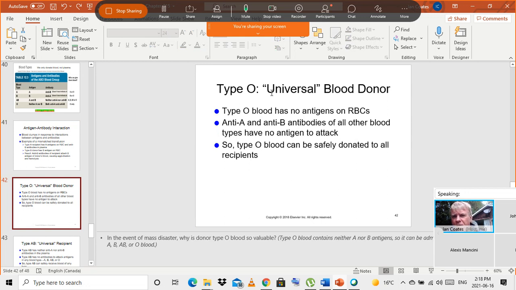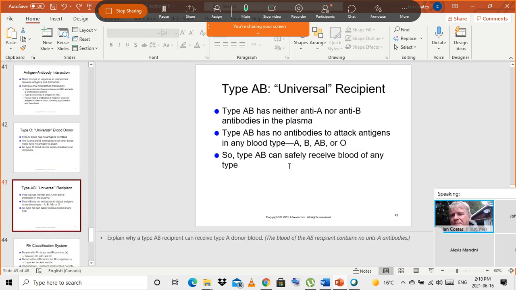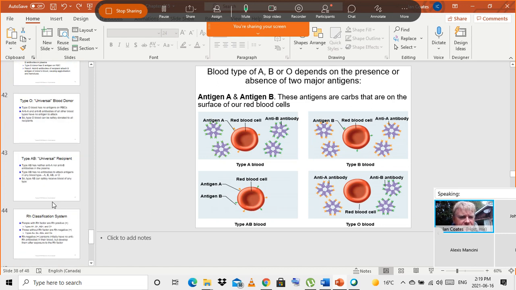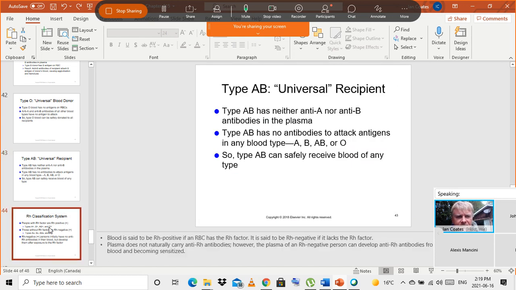There's your type O, the universal blood donor. You guys can have a look at that there. Type AB is what we call the universal recipient. Okay? If you'll notice, type AB does not have any antibodies. So this guy can come here. This one can come here. They can all come here. Okay? What else we got? Universal recipient.